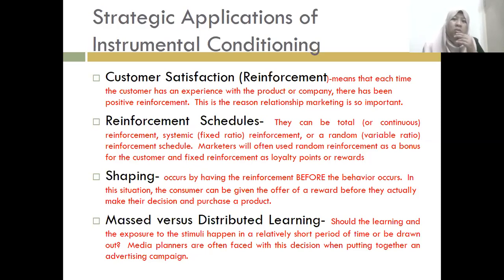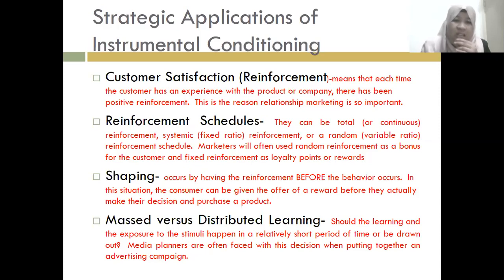Maybe before you buy a house, or before you buy a car, you have the shaping by test driving the car first. So there will be the seller sitting next to you, and then you will feel the shaping. All right. Mass versus distributed learning.